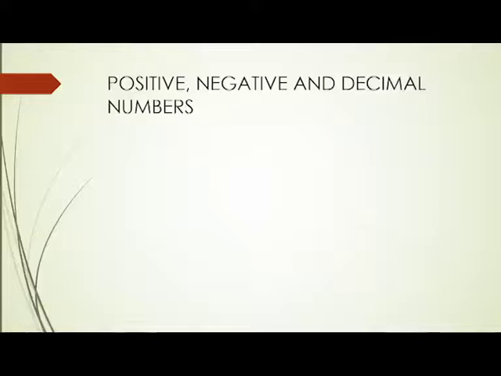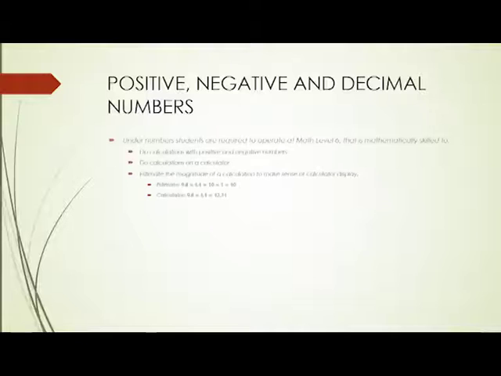So let's get started. Let's look into positive, negative, and decimal numbers. What do you need to do in this section? Under numbers, students are required to operate at math level 6. That is, mathematically skilled to do, as I've already mentioned, calculations with positive and negative numbers, do calculations on a calculator, and also be able to estimate.